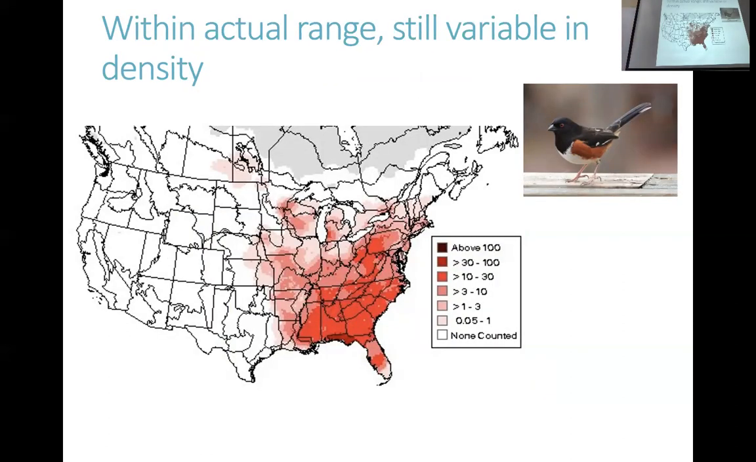So even within the actual range, so this is a potential range, this is the actual range, you still get changes in density. So that's an important thing to keep in mind. If you're looking for this species of bird, I don't know what it is.